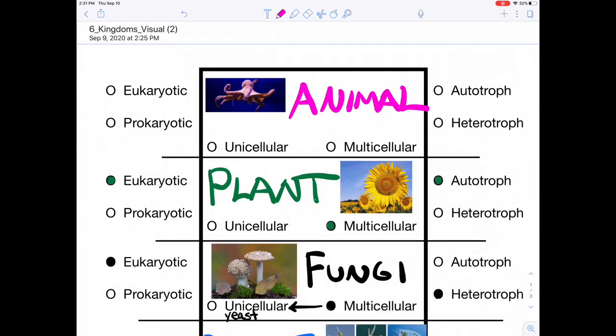And at the top of our 6 kingdoms of life chart, we have the animal kingdom. This is the kingdom you belong to. All of your cells are eukaryotic, complex cells that have nucleuses or nuclei. These animals are multicellular, and they are heterotrophic. All animals have to consume other organisms, whether that's plants or fungi or other animals, for food.